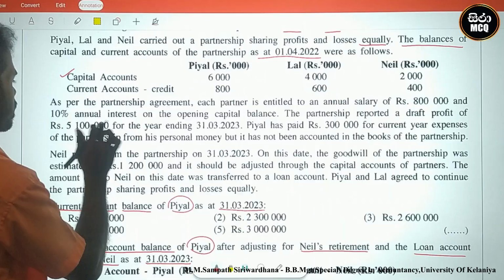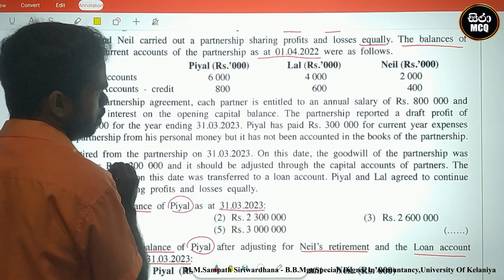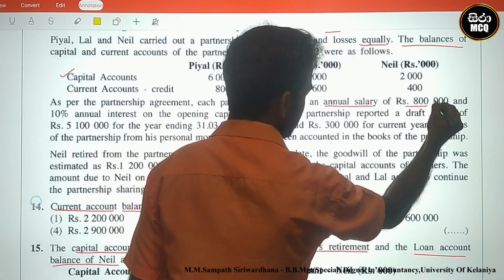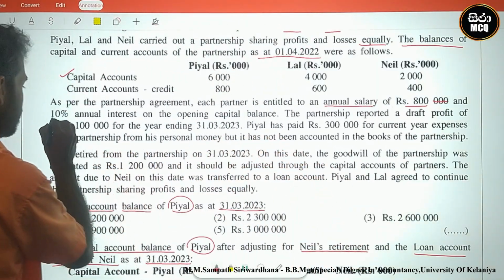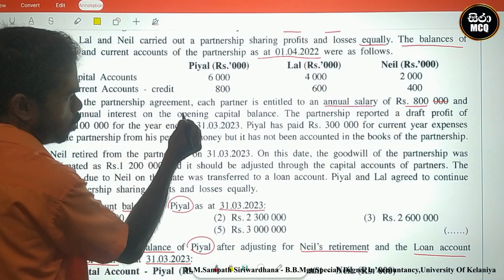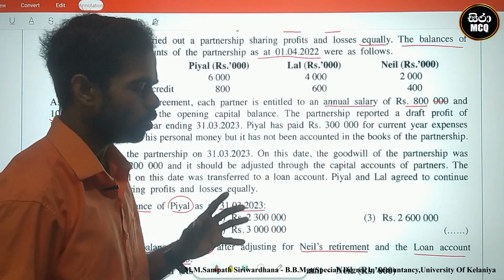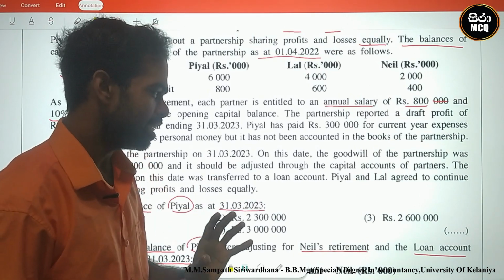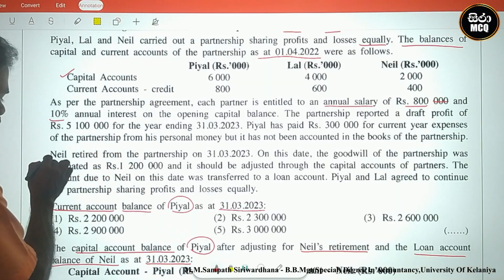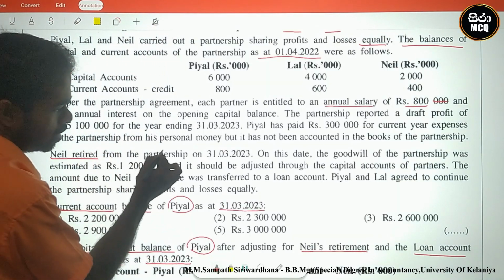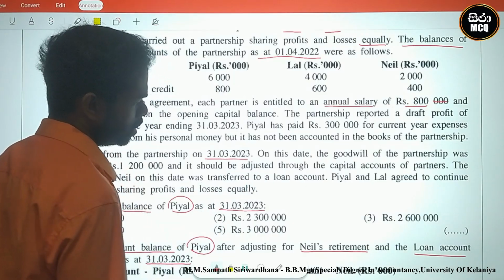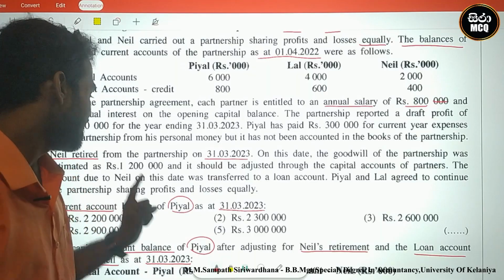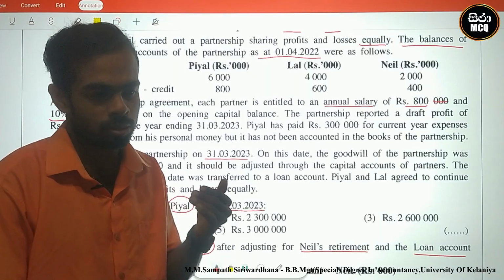Okay, let's see the question. As per the partnership agreement, each partner is entitled to an annual salary of 800 and 10% annual interest on opening capital balances. Before recording this interest on capital and partner salary, I must read the retirement case. Neil retired from the partnership on 31st March 2023. This is the closing retirement. Why? This is the closing date. Retirement is the closing date.